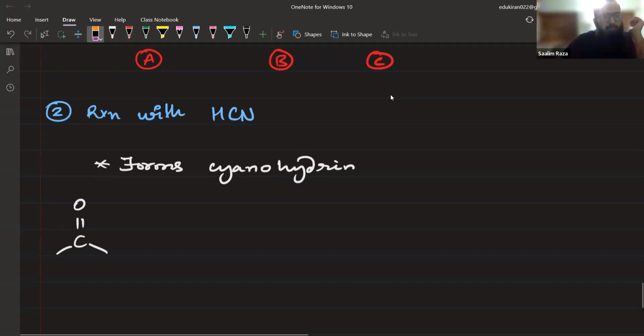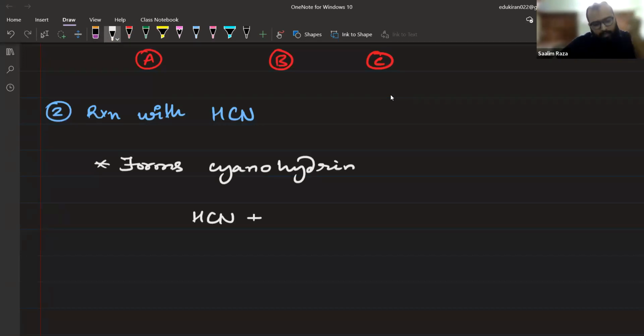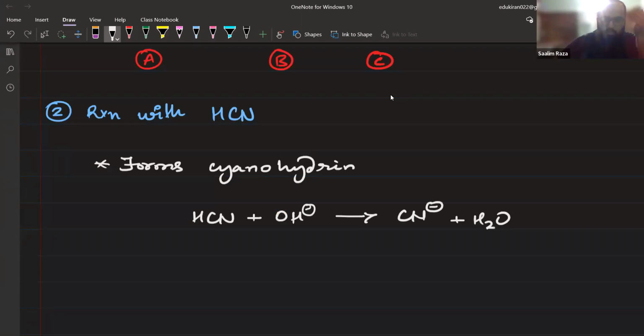अच्छा देखिए, HCN का ना सबसे पहले एक reaction करा देंगे with NaOH or any KOH or Ba(OH)2, any base, OH negative के साथ. So here you will get what? CN negative plus H2O, ठीक है. So this is acid base reaction, CN negative plus H2O. Now I will have my carbonyl compound like this, carbon double bond O plus I will have CN negative.